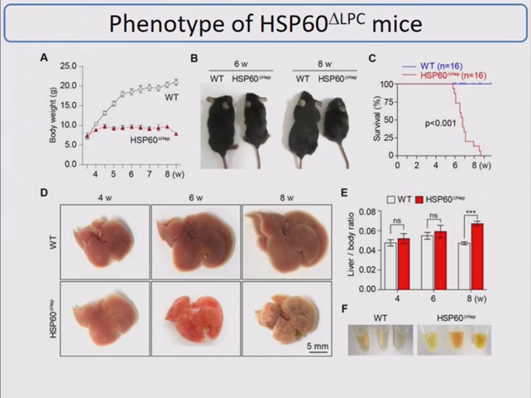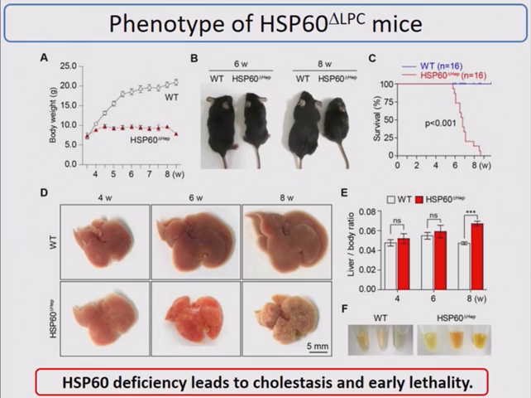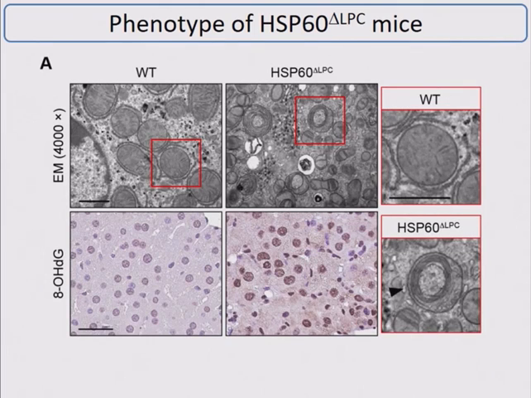So these mice are, as you see, smaller in size. They have much less weight. They succumb to death between 8 and 10 weeks. But what was already very striking is that they have massive fibrosis after 8 weeks, which we usually seldom see in these mouse strains. They suffered from jaundice, cholestasis, so the serum becomes yellowish, and had a very interesting liver to body weight ratio.